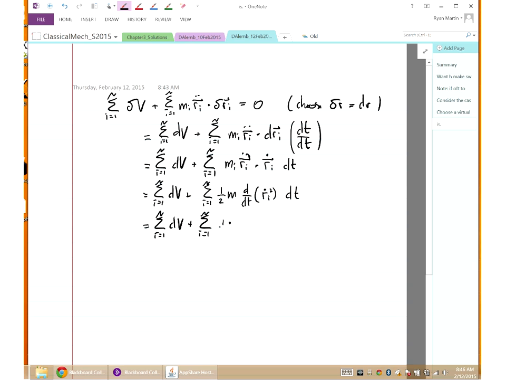So that's the sum from i equals 1 to n of dV plus the sum from i equals 1 to capital N of a half m. And now I'm just going to cancel the dt's again. I'm going to say that's d ri dot squared.